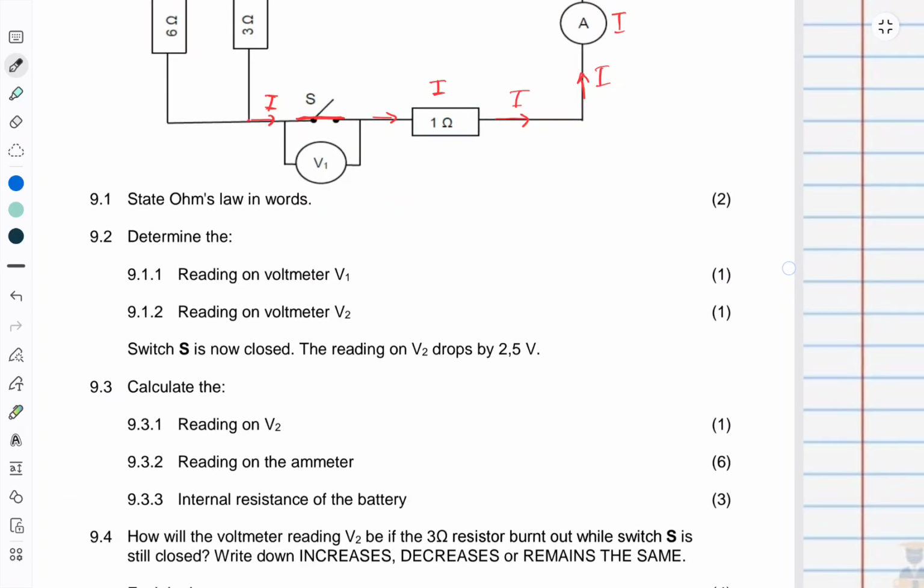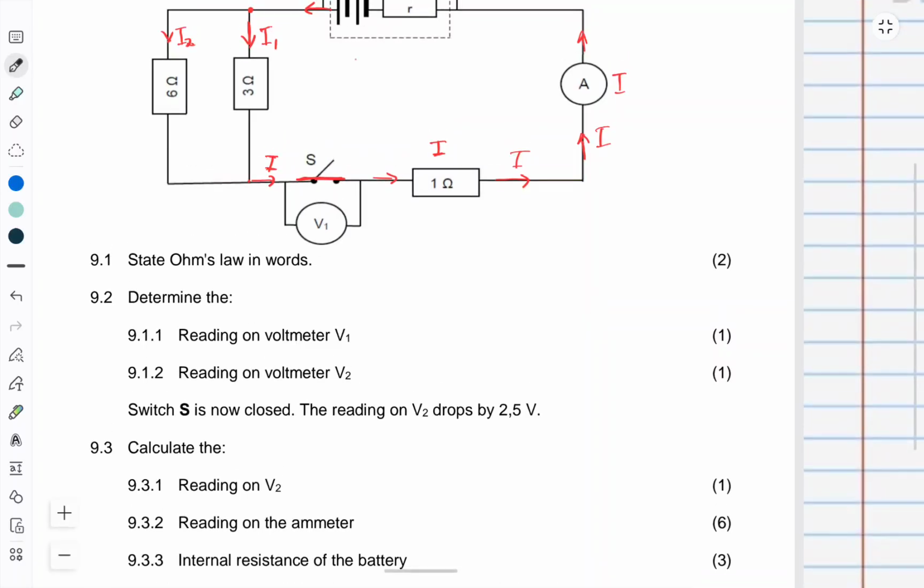9.1.1. What is the reading on voltmeter V1? Ooh, this is an interesting one. So remember, switch S is open. So let me remove my current for now, because switch S is open, so current won't flow like what I did unless they close switch S. But you have the brief idea of how it would flow if switch S closed.